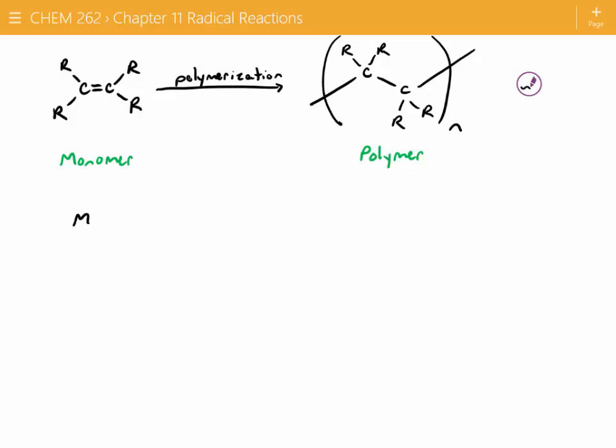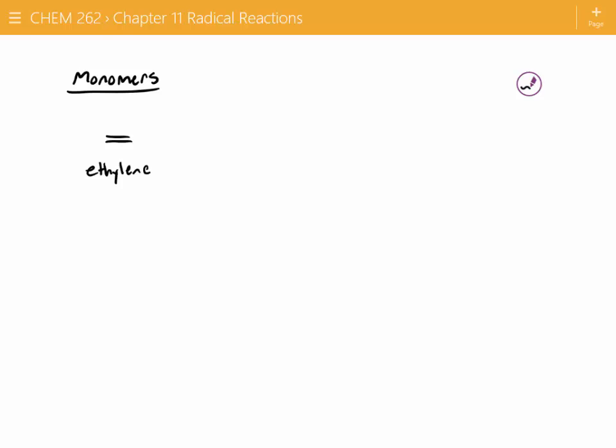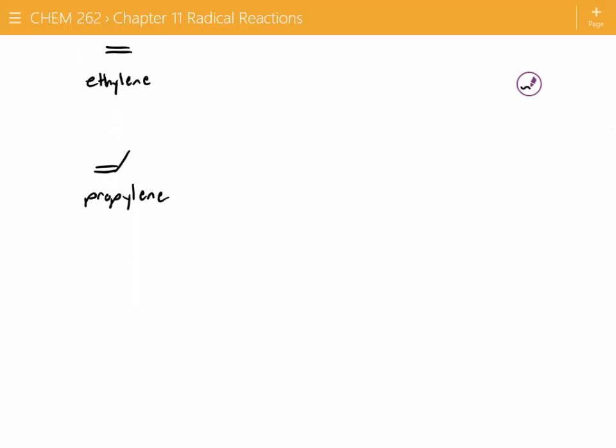So let's go through and list some of the most common monomers. So one of the most common monomers is just ethylene. That's a carbon-carbon double bond. The next most common one probably is propylene. The next most common one after that is probably styrene. And it has a phenyl ring. I'm just going to abbreviate it Ph.